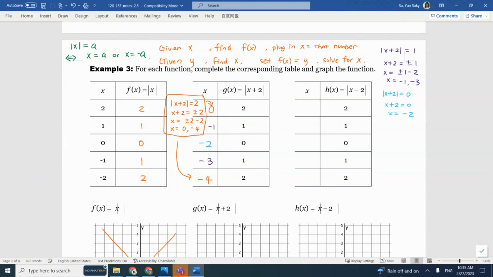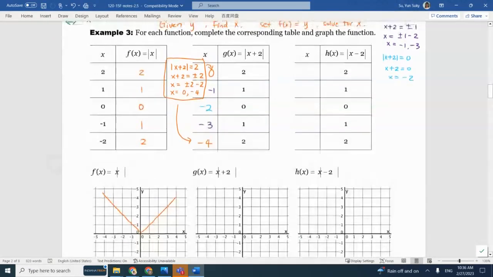-2. See, we are giving the output. We want to find the input. So this is harder than plugging in your x to get the y. That's easy. But now you're knowing the output and you want to find the input. So then you need to solve the equation.